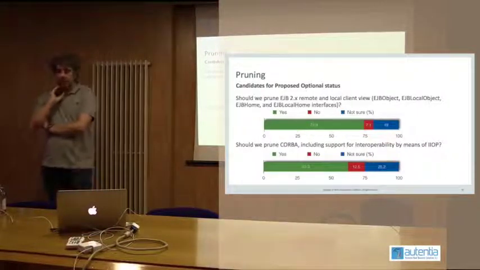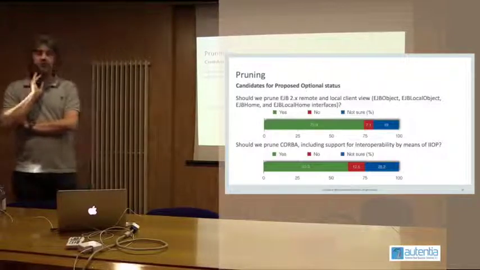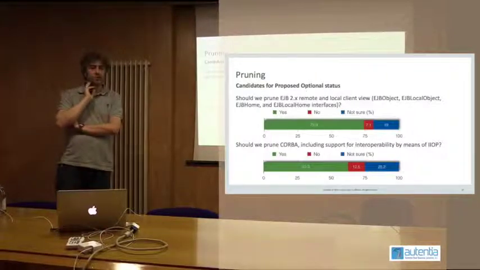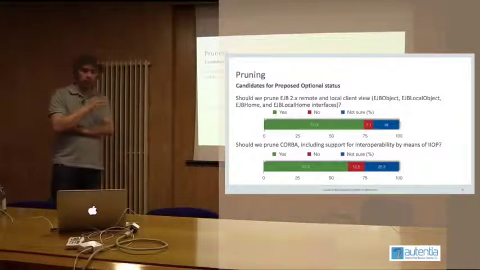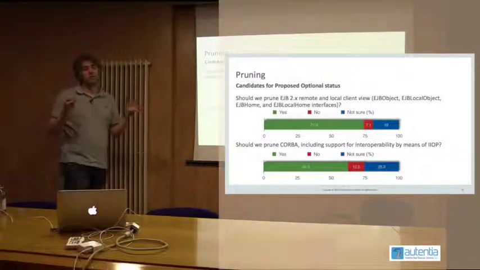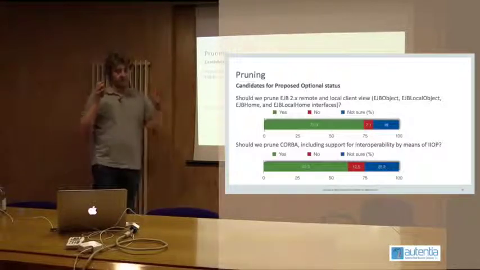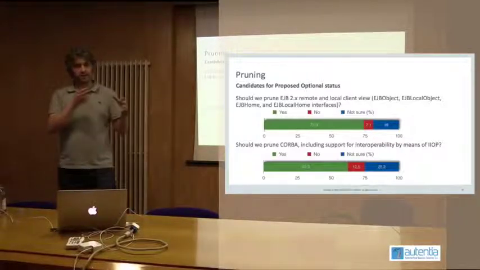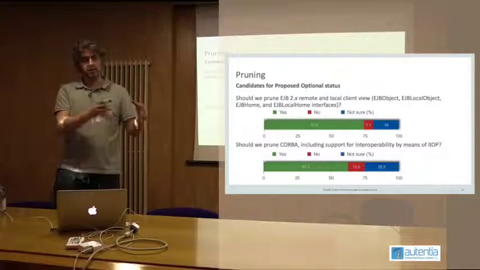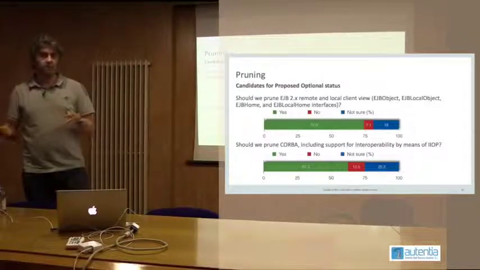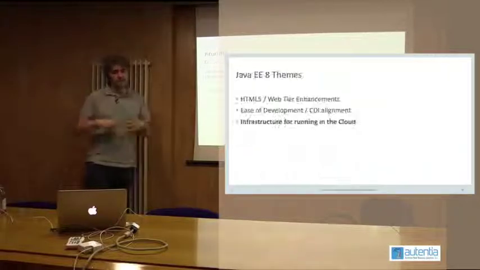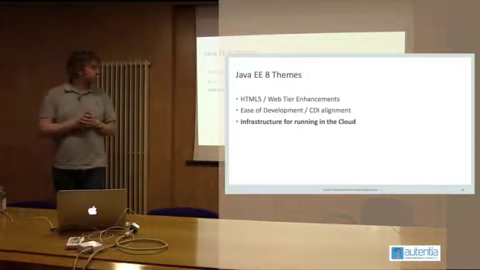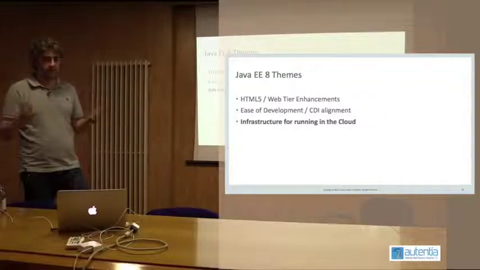Something else is pruning. Simplification is also about removing old stuff. That's something that we do in a gentle way. We have a clear, well-defined process that basically says, okay, we are thinking about removing that non-used technology in the platform, but we do that in multiple steps so that it doesn't happen overnight. So pruning is something that we'll continue to do to get rid of the old stuff that is still part of the platform.